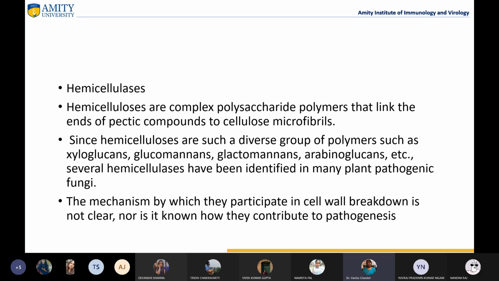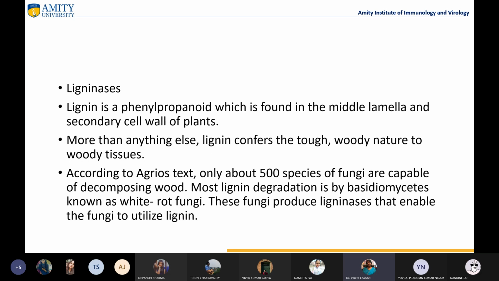So the mechanism by which they participate in cell wall breakdown is not clear, and it is not known how they contribute to pathogenesis, but these enzymes are being released. Again, then we have ligninases, right?